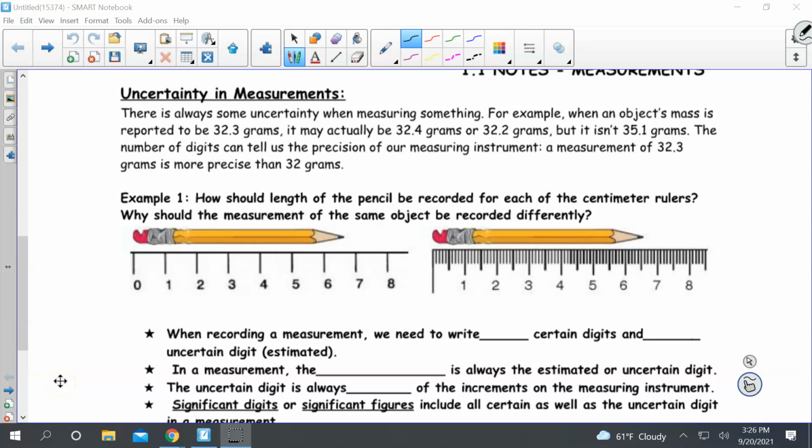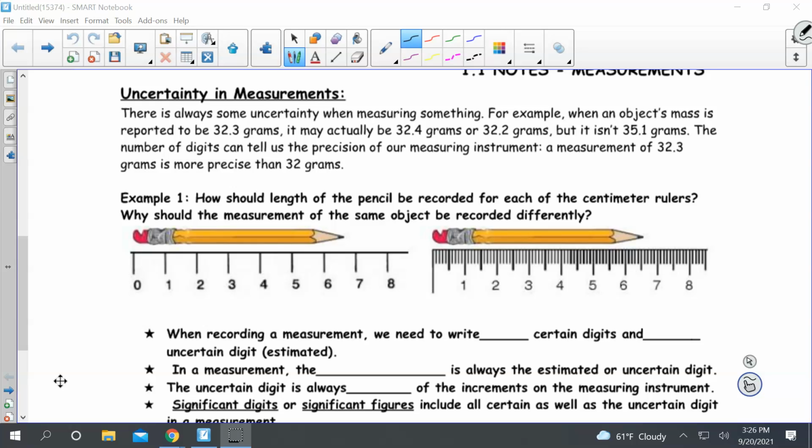So today we're going to look at uncertainty in measurement. There's always some uncertainty in measurement due to the fact that the last digit is estimated. So you can read the example up there. And then it says, in example 1, we're going to run through this. It says, how should the length of the pencil be recorded for each of the rulers?